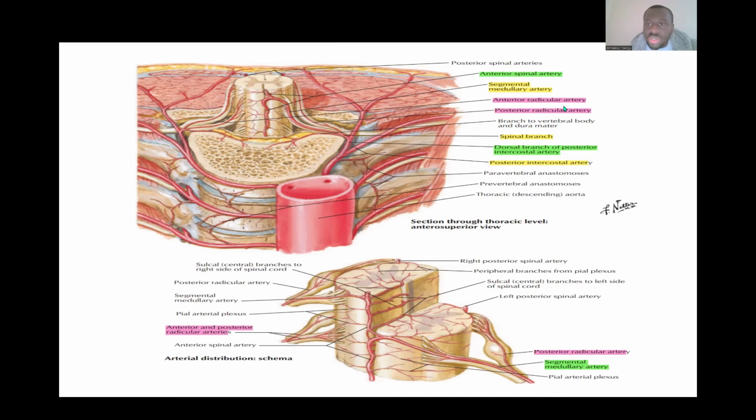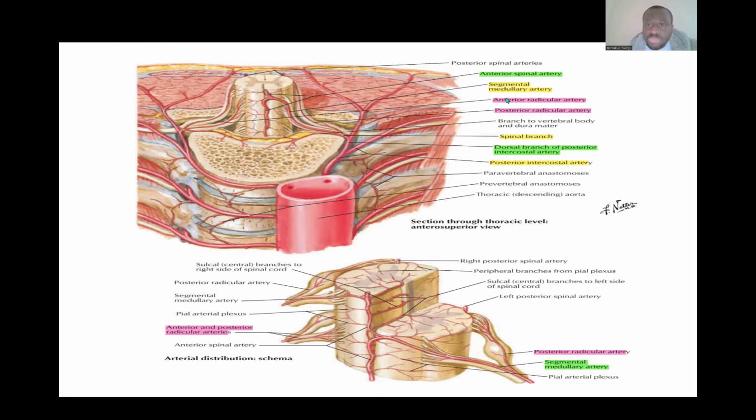So we've got the anterior radicular artery. If we trace the arrow down there, that's the one here, anterior. And this other one here is the posterior radicular artery. So they run along the spinal nerve roots. They supply the spinal nerve roots, and they also contribute to the pial plexus. The anterior and posterior radicular arteries do not anastomose with the spinal arteries, just to mention that.